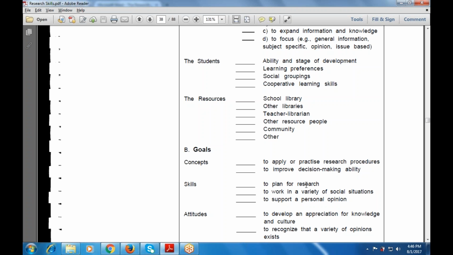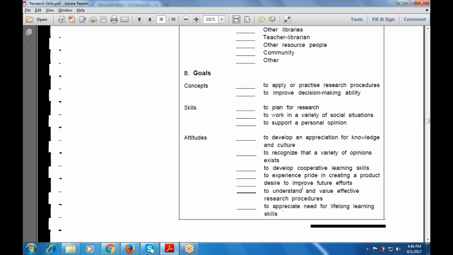What is the knowledge? What is the culture? What is an appreciation for practicing knowledge and culture? To recognize that a variety of opinion exists. A variety of opinion will be gathered and appreciated for the knowledge and culture. To recognize that a variety of opinion exists from the point of view of the people, from the gathering of the information.